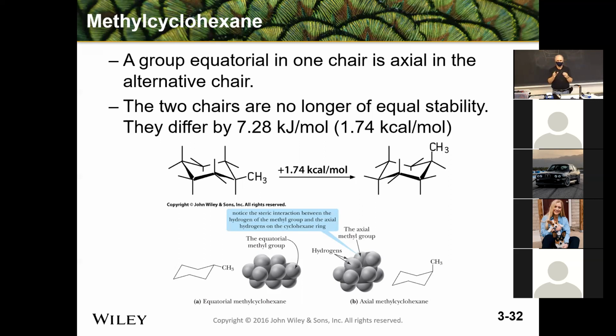If you have a very large group like a tert-butyl, this effectively locks the ring. The tert-butyl really has to be equatorial, and it prevents this equilibration. The other substituents will fall where they may, but the tert-butyl takes up so much space that it really has to be equatorial.